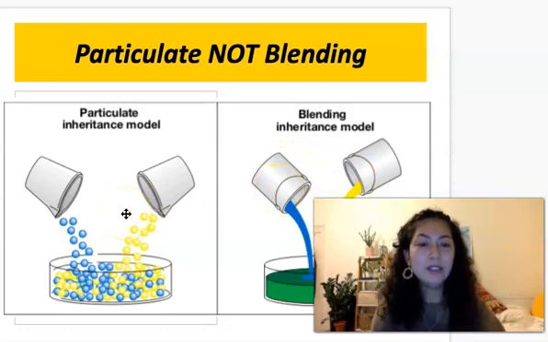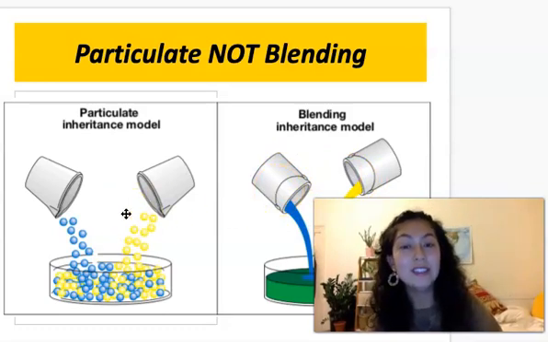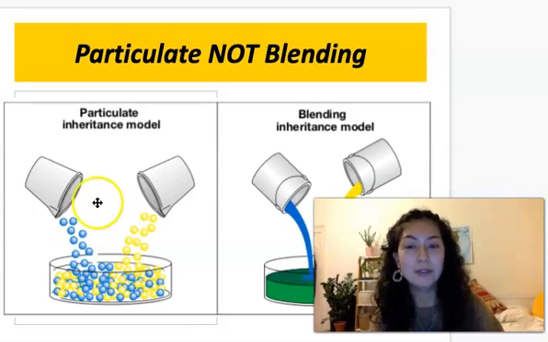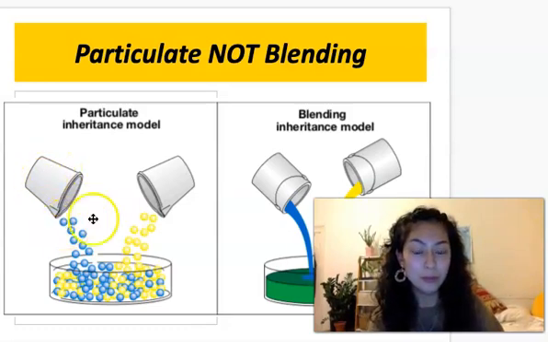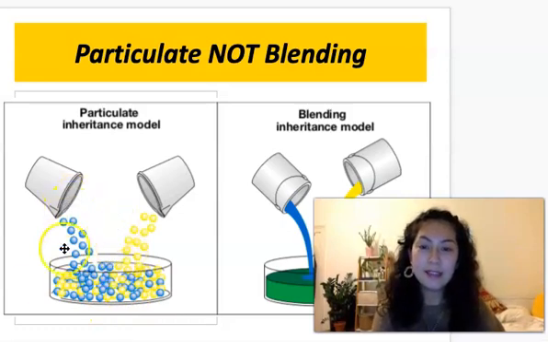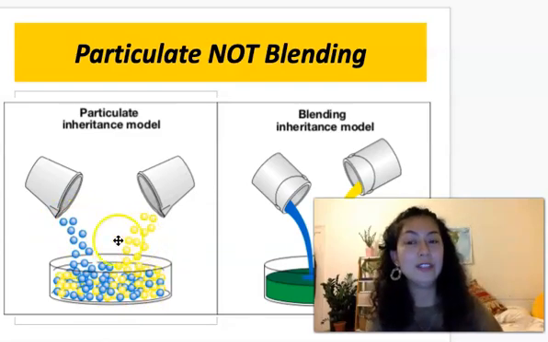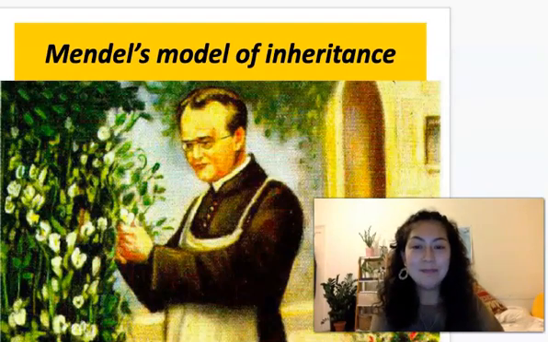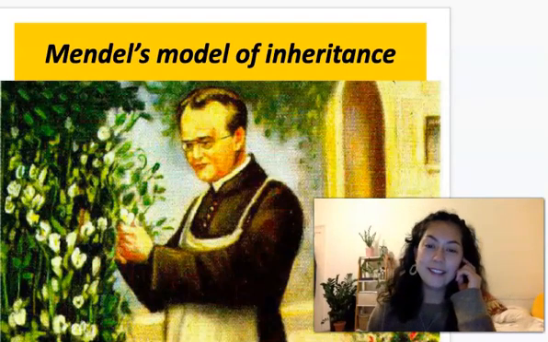Instead, Mendel showed us that it was a particulate, so particles, inheritance model. So your mum gave you blue particles, your dad gave you yellow particles, and you were then possibly a blue or a yellow. This particulate model meant that the identity of these blue things was able to be maintained over generations and passed down to the next generation. Okay, back to Mendel and his peas.